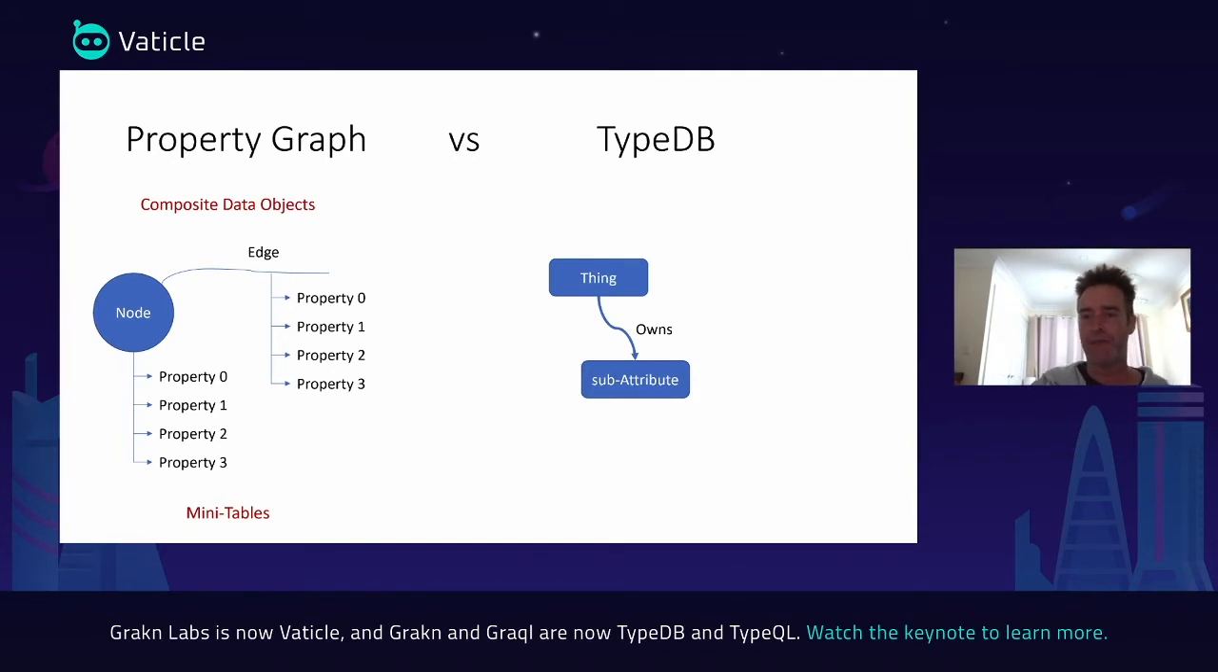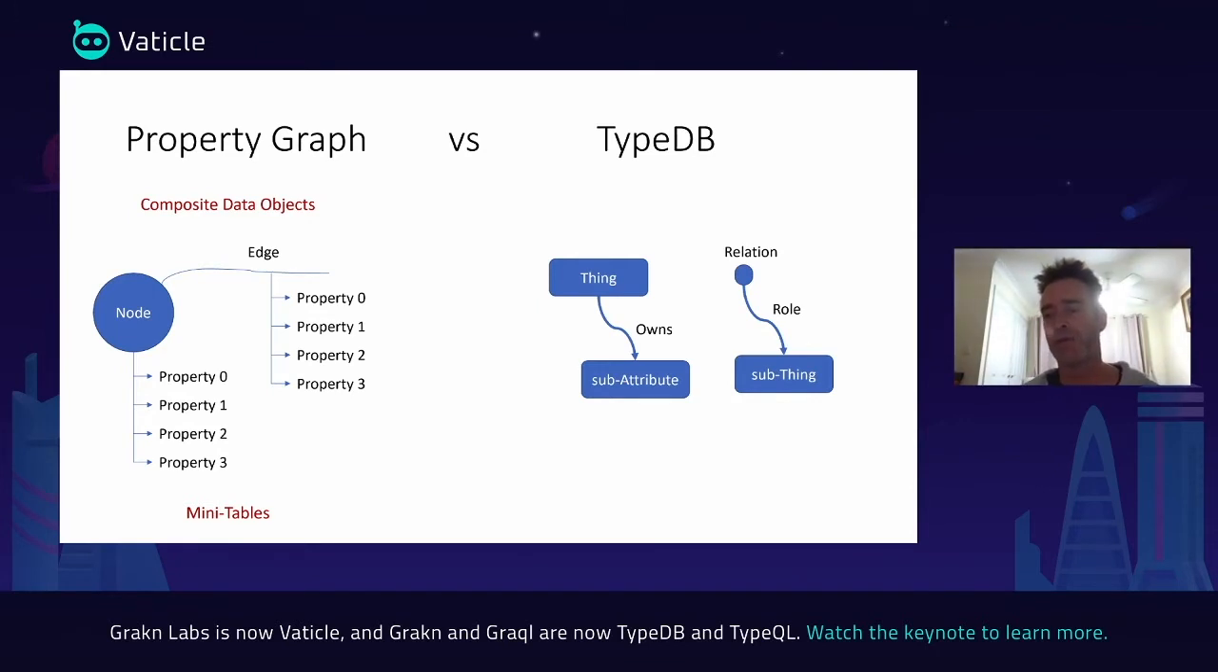Instead, if we look at TypeDB, we've got 2 different structures. We've got a thing that can own a sub attribute. So that's a common structure where we have an entity, an attribute, or a relation that owns a sub attribute. We've also got relations that have roles that lead to things. So in TypeDB, we don't have composite data objects. We've got atomic data objects, and everything's loaded in patterns. So that's going to make it really hard to lay out.